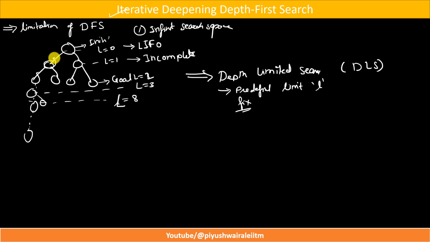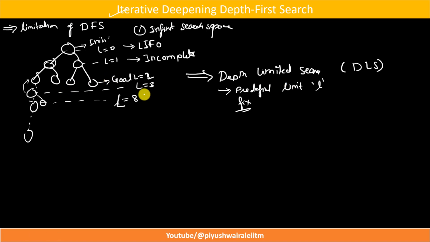It will explore as deep as possible until this specified limit, that is L equals 3. Even after this limit, if there are some nodes, it will not explore them. It will treat it as a dead end. Then it will backtrack to the previous nodes, the unexplored nodes from level 3 itself, because we are putting a constraint, a restriction on the search, that is the limit L.